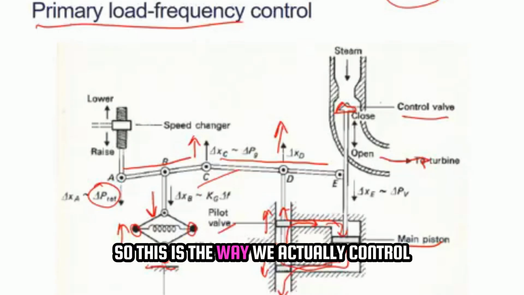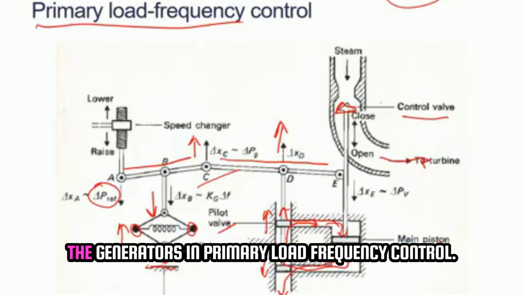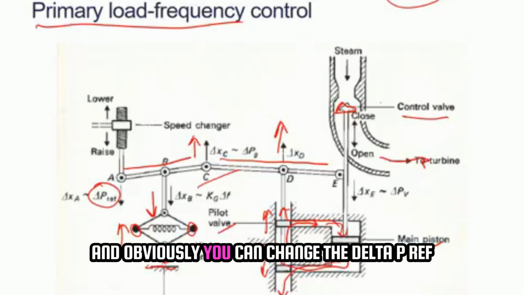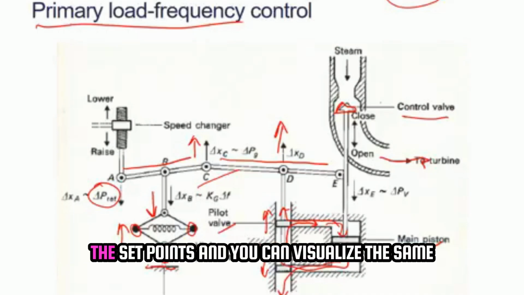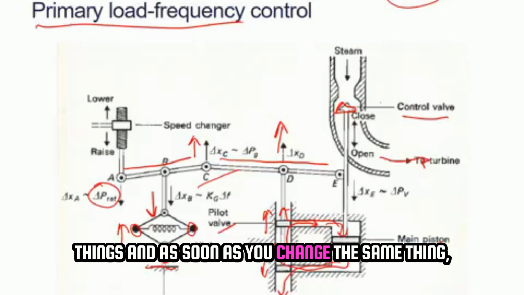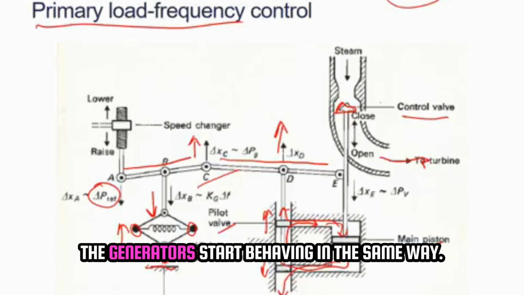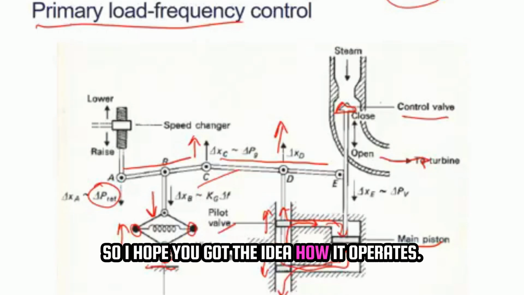So this is the way we control the generators in primary load frequency control. And obviously you can change the delta P ref, the set points, and you can visualize the same things. As soon as you change it, the generators start behaving in the same way. So I hope you got the idea how it operates.